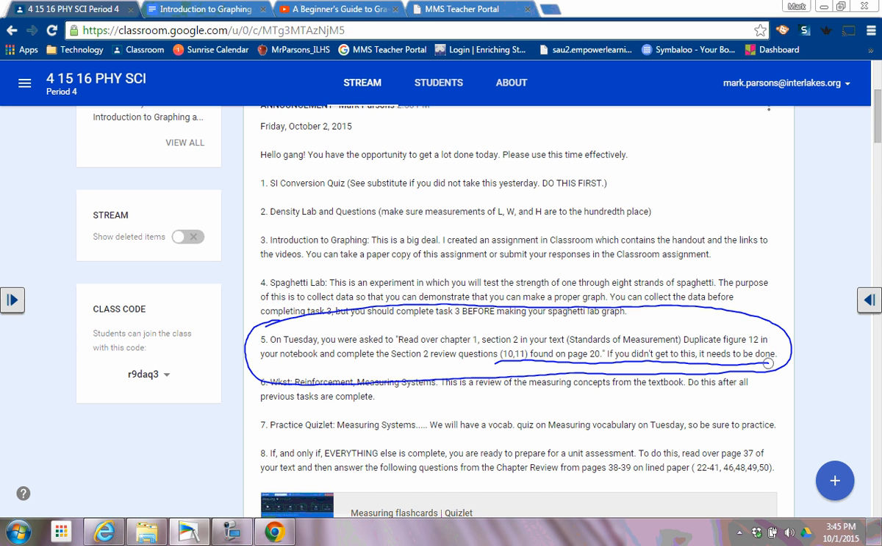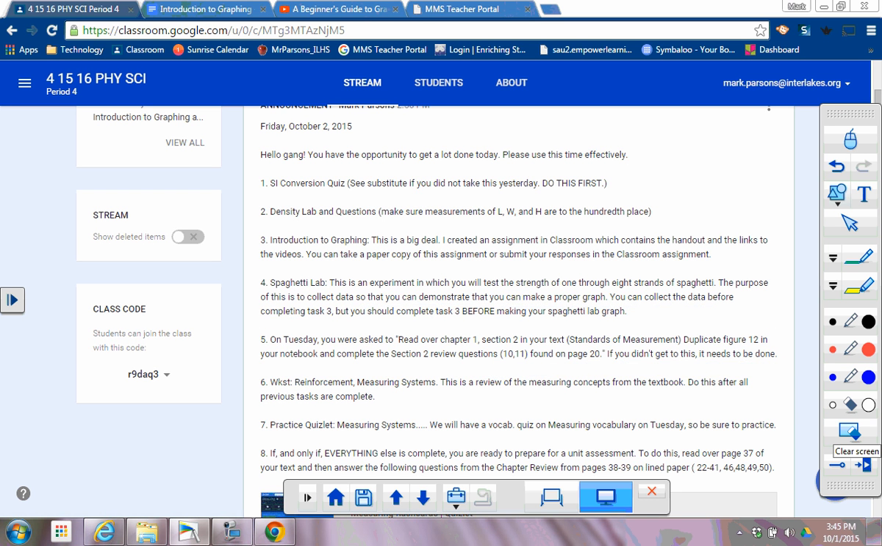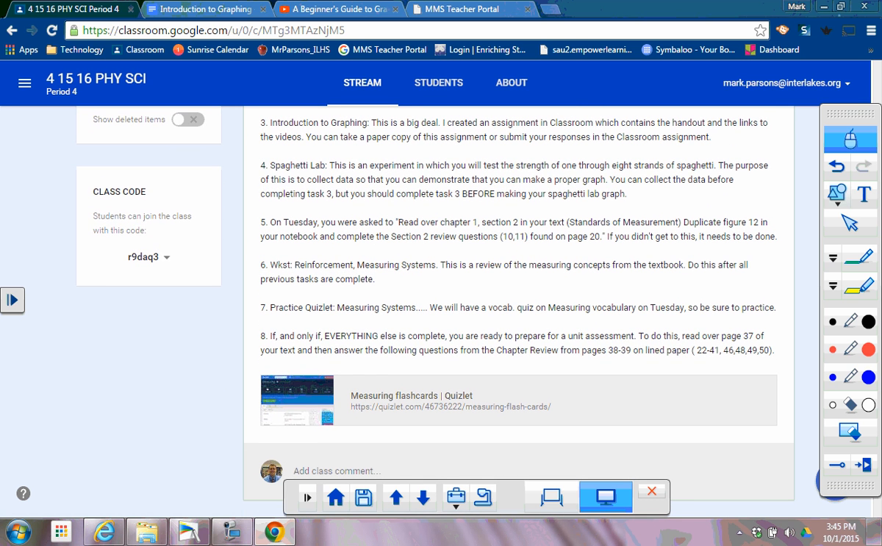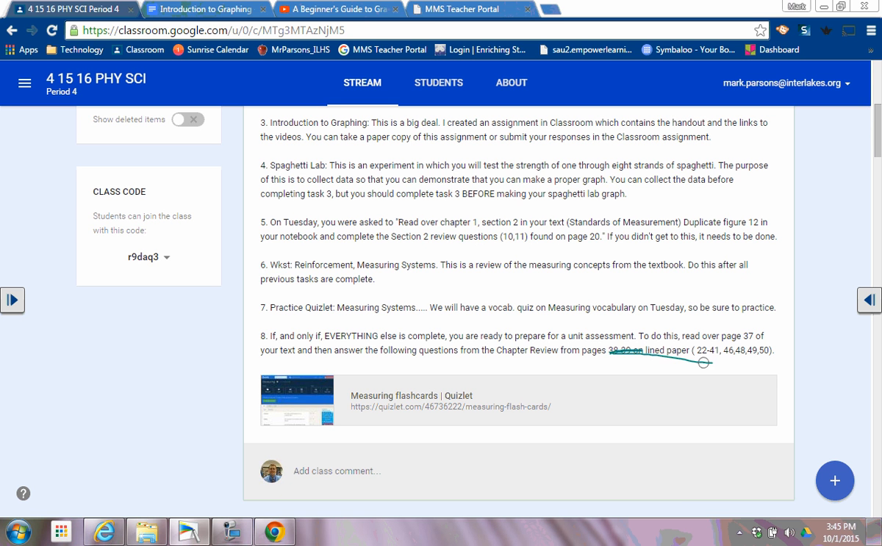If all that is done, I have a reinforcement worksheet, which is located on the side lab bench. I have listed here, you can practice your Quizlet because we'll be having a vocab quiz on Tuesday. And if you have everything else complete, which would be pretty amazing, I did give some review work for maybe an upcoming assessment. So it says here that your job is to read page 37, and then you have some information here about some questions to answer.